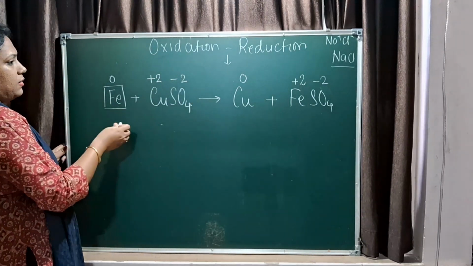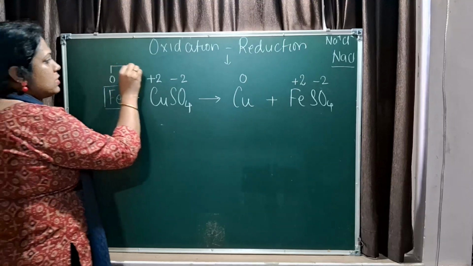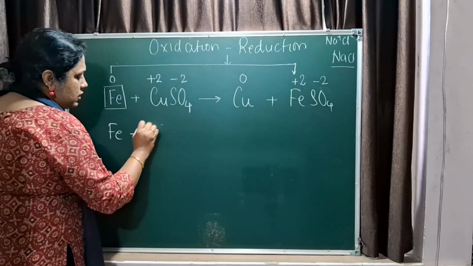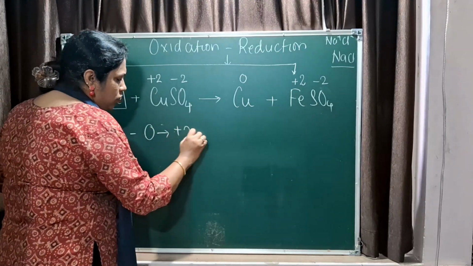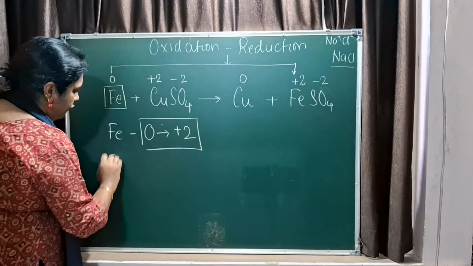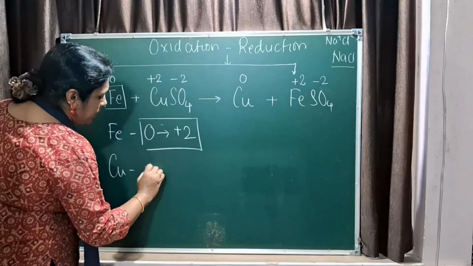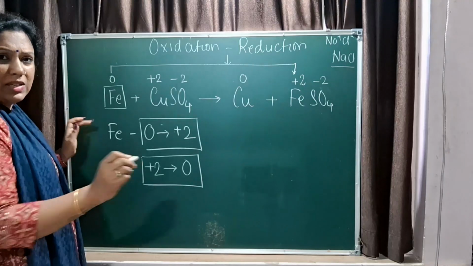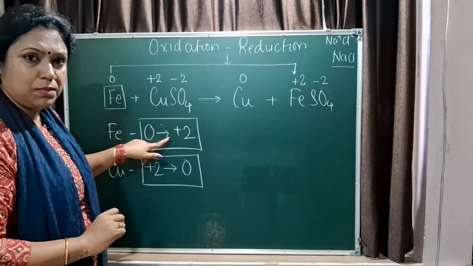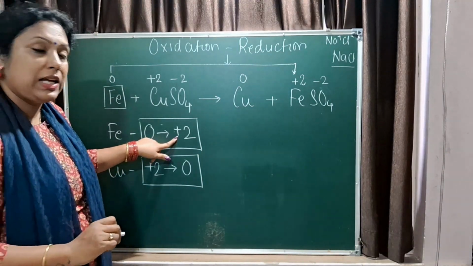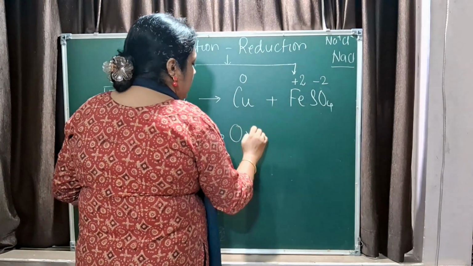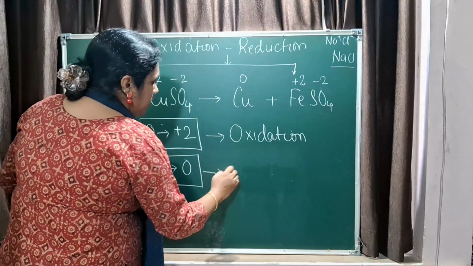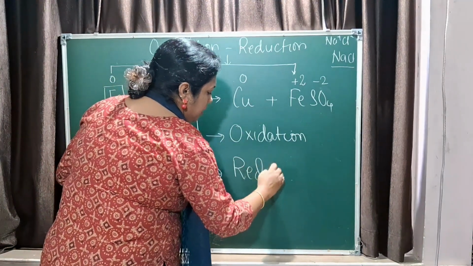Now for iron, what is happening? From 0 to +2. So for iron it is 0 to +2, correct. And for copper it is +2 to 0. Now in the number line, the basic number system, 0 is less and +2 is more, so the number is getting increased. If it is getting increased, it is oxidation, and if the number is getting reduced, it is reduction.